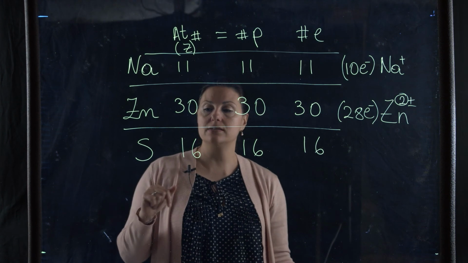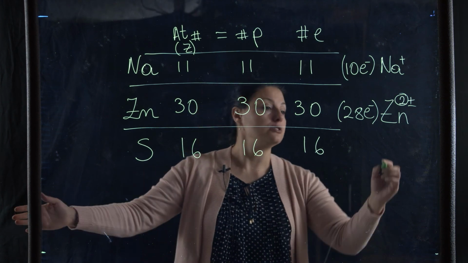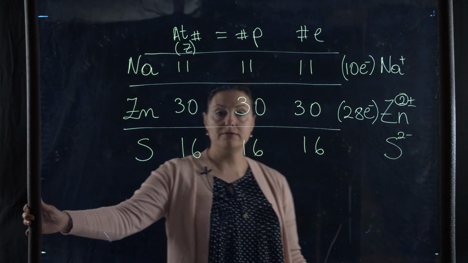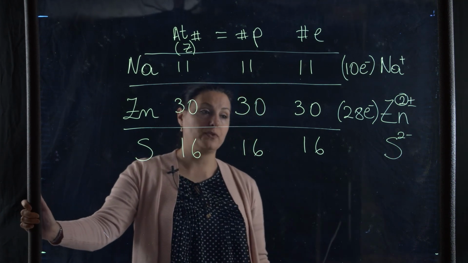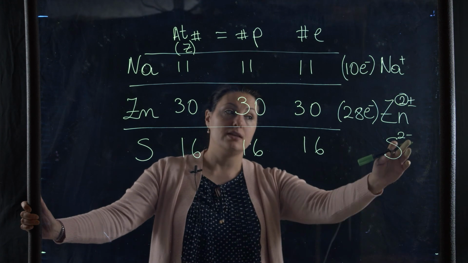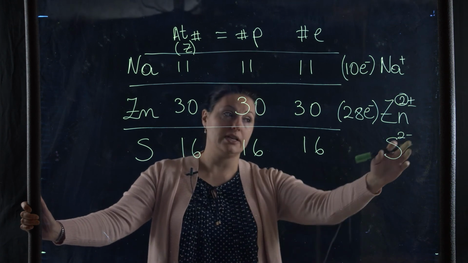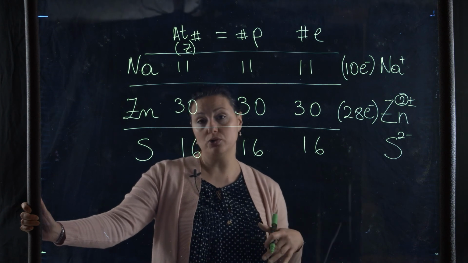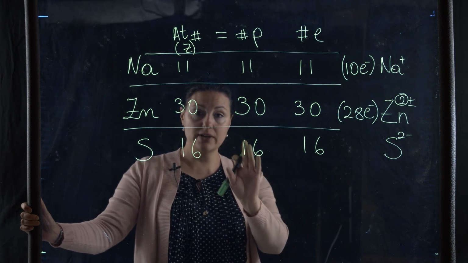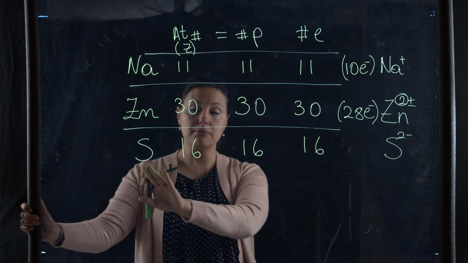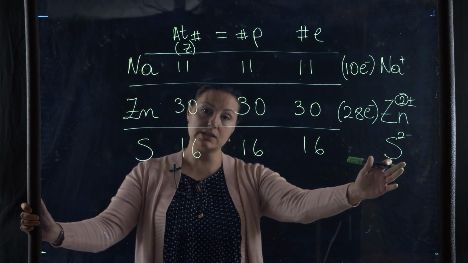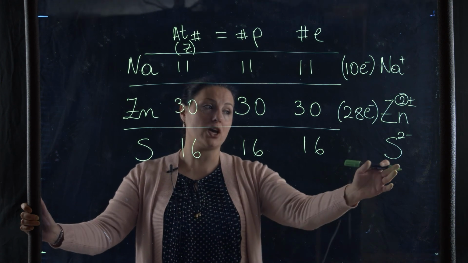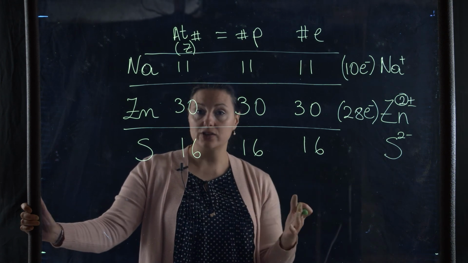Now let's look at the sulfur ion. Sulfur forms a 2- ion. The negative charge now is slightly different. The negative charge tells me that I have more electrons than I do protons. The protons have not changed. They're still 16 because these are both sulfurs, even though this is an ion. What changes from a neutral atom to an ion is that they lose or gain electrons.